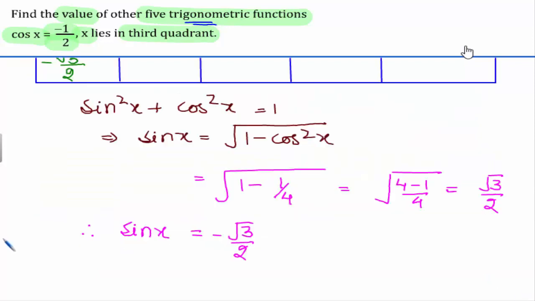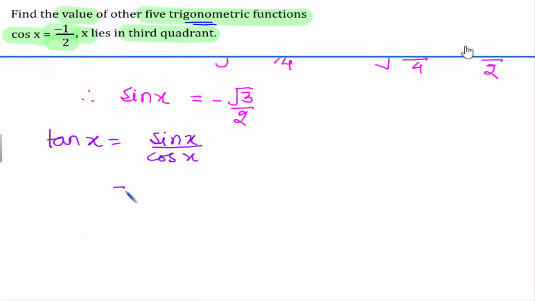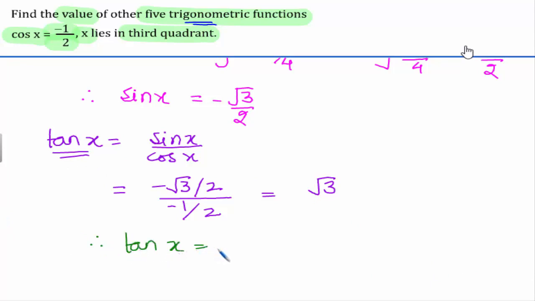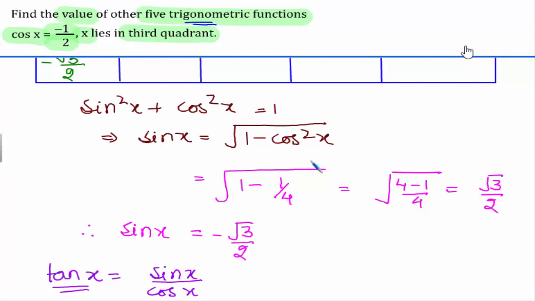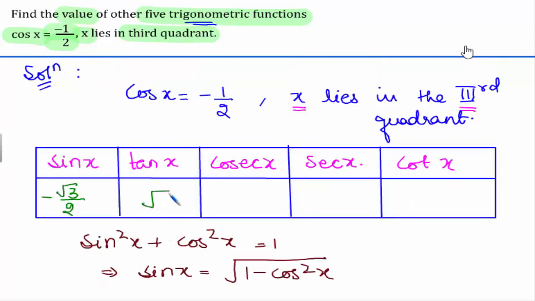Now let us find the value of tan x. Tan x is given by sin x divided by cos x, and sin x is minus root 3 divided by 2, and cos x is minus half. So this is equal to root 3, and we know that the tan function is positive in the third quadrant. Therefore, tan x is equal to root 3, substituting the value in the table.